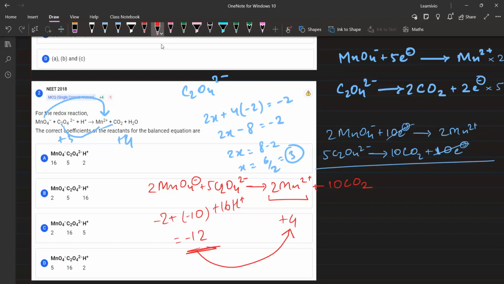So now you have got the answer: 2 MnO4 negative. Then balance the rest here. For example, you will add water here. How much water will be needed here? You have only 16 hydrogen, so you will get 8 water molecules. The reaction will be balanced. You can count the number of oxygen atoms and everything. So the correct answer will be 2, 5, and 16. So that is D.